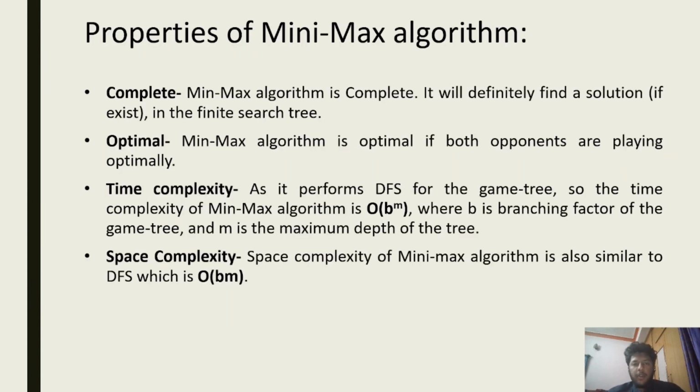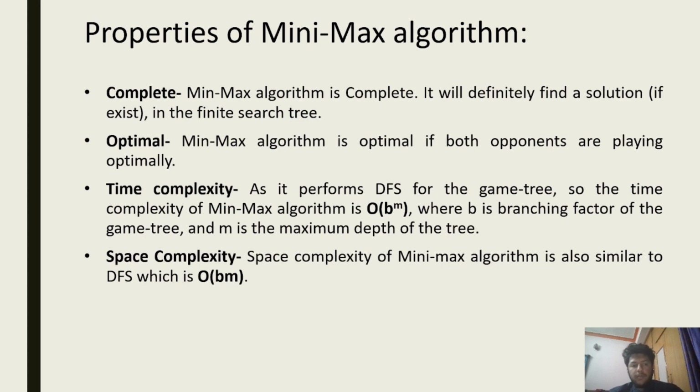Coming to the properties of the MinMax algorithm: it is complete, and it will definitely find a solution if it exists in a finite search tree. It is also optimal. The MinMax algorithm is optimal if both opponents are playing optimally, as it will calculate the moves equally, that is for minimum and maximum.